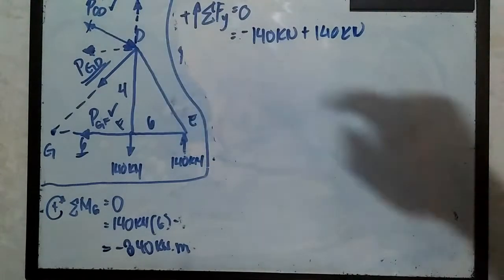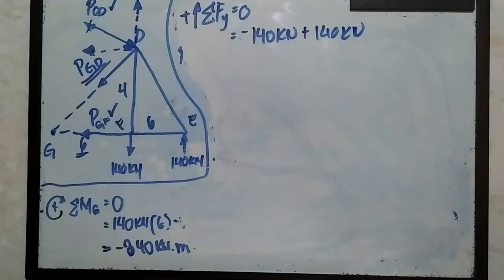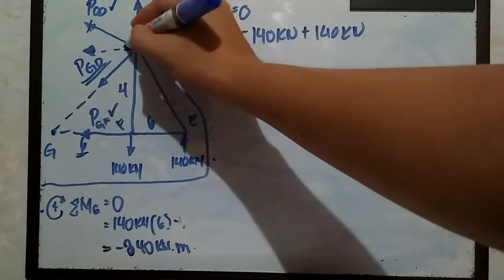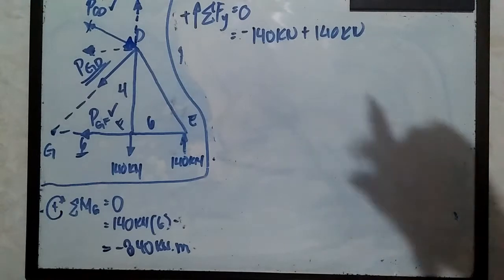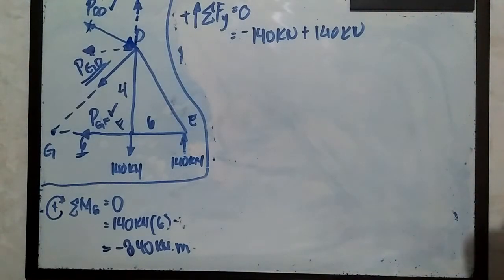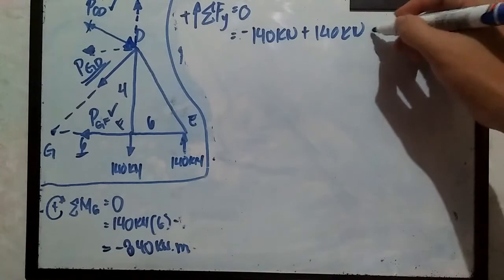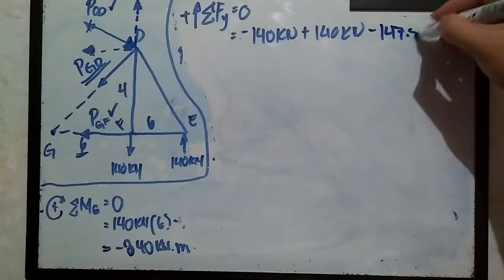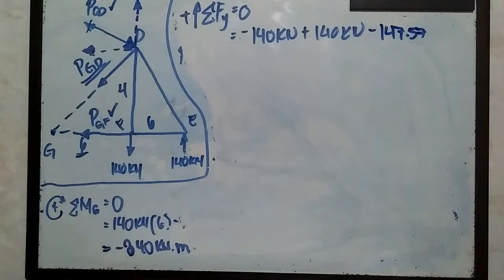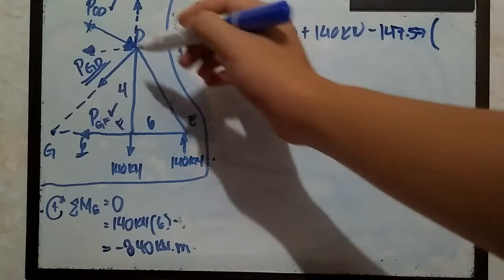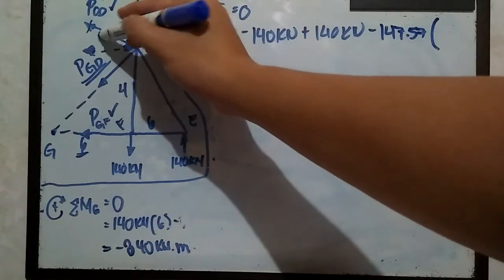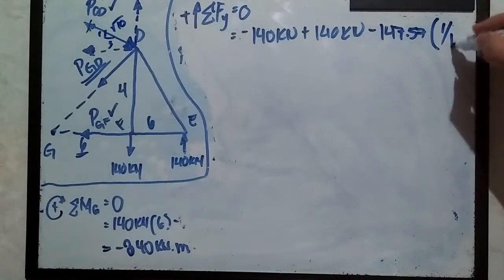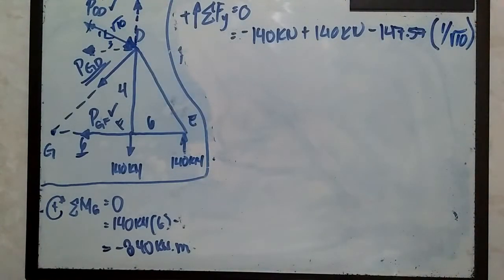We have P sub CD, which is going down, 147.57 kilonewtons. Since it is going down, it's negative 147.57 kilonewtons multiplied by the slope. What is the slope again? This one is 1 and then 3 and then square root of 10. So that should be 1 over square root of 10, because we need only the y component.